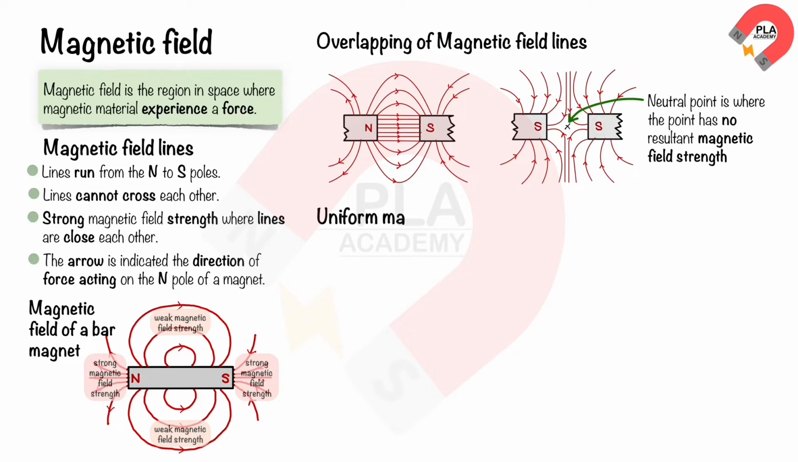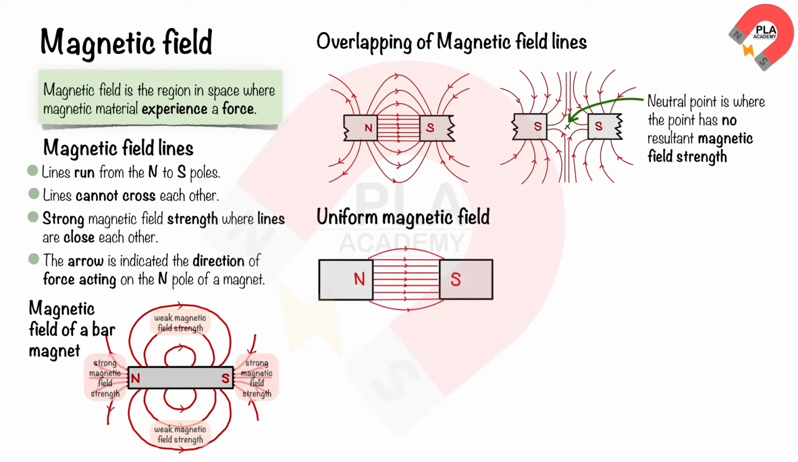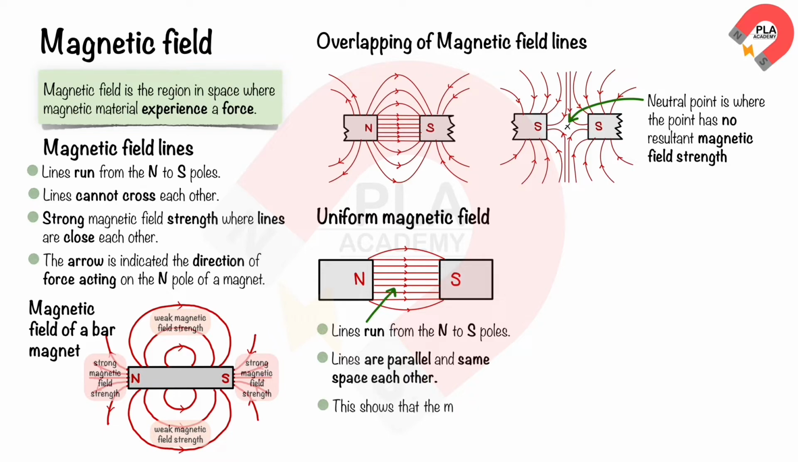A uniform magnetic field between two opposite poles. Magnetic field lines run from north to south poles. Magnetic field lines are parallel and equally spaced from each other. This shows that the magnetic field strength remains constant.